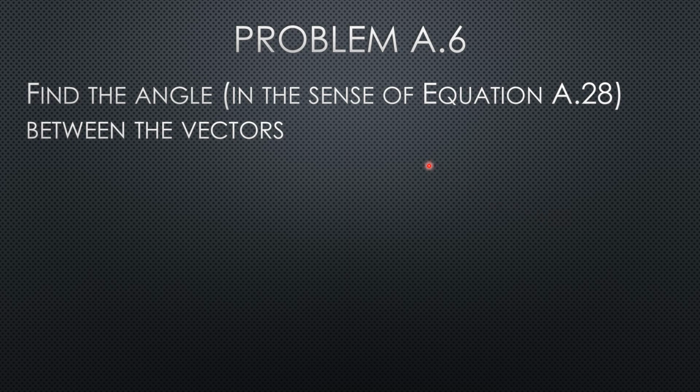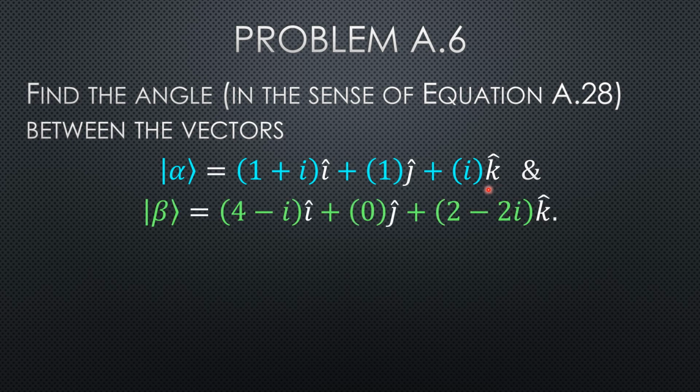So in problem 8.6, find the angle in the sense of equation 8.28 between the vectors alpha, a complex vector, which we've seen before in previous videos, 1 plus i in the i hat direction, 1 in the j hat, and i in the k hat, and the vector beta, which is 4 minus i in the i hat direction, 0 in the j hat, and 2 minus 2i in the k hat. So these are both three-dimensional vectors living in the x, y, and z directions respectively.